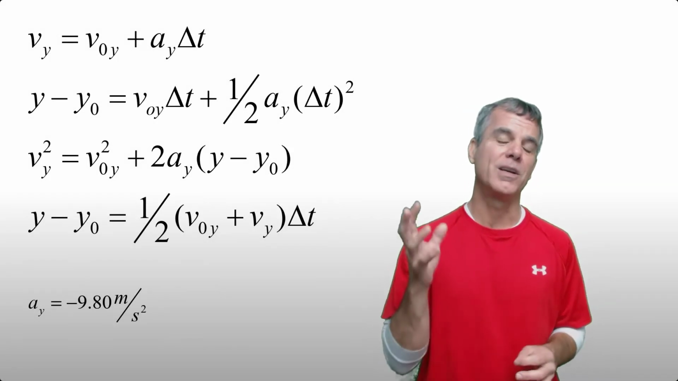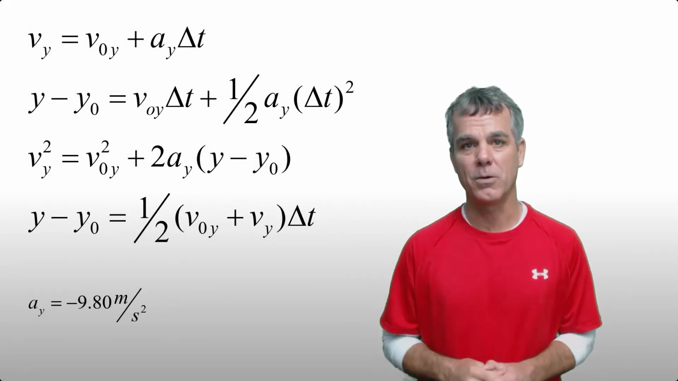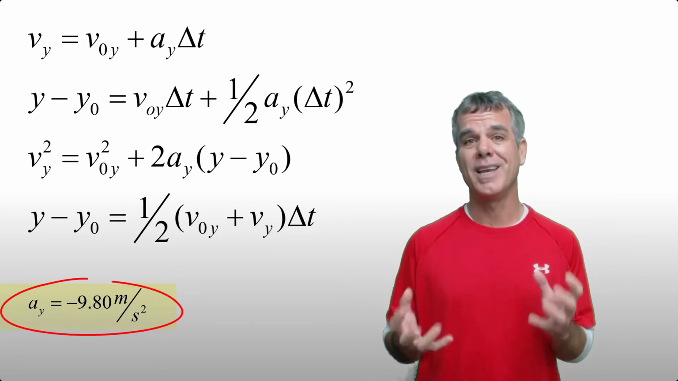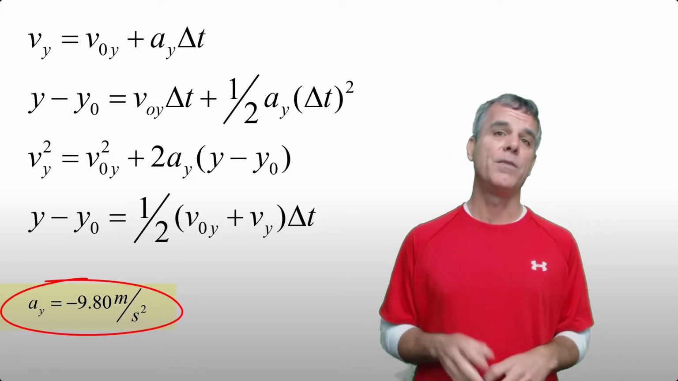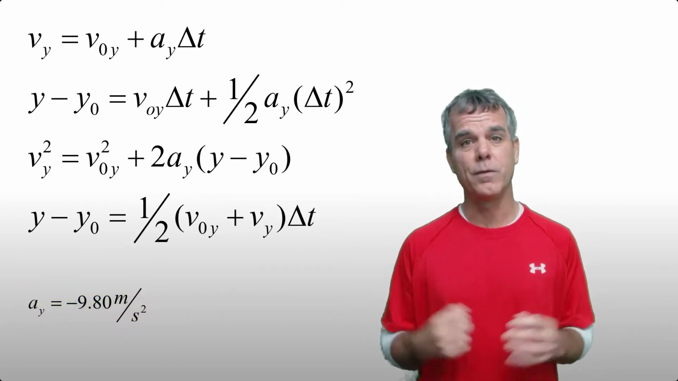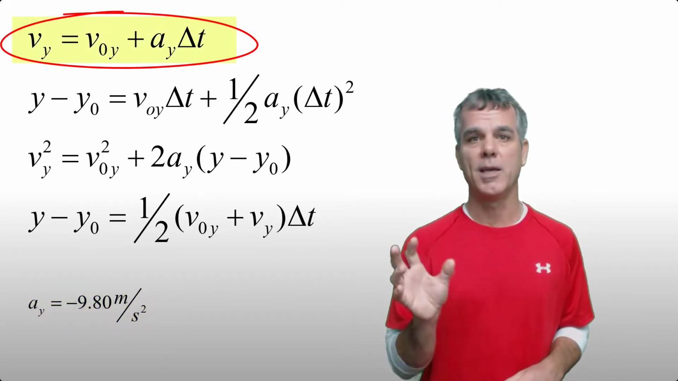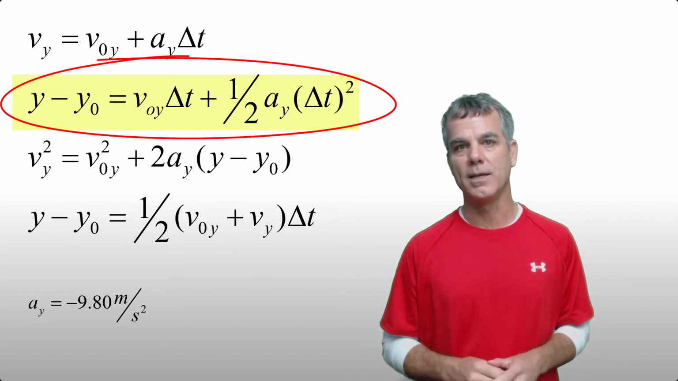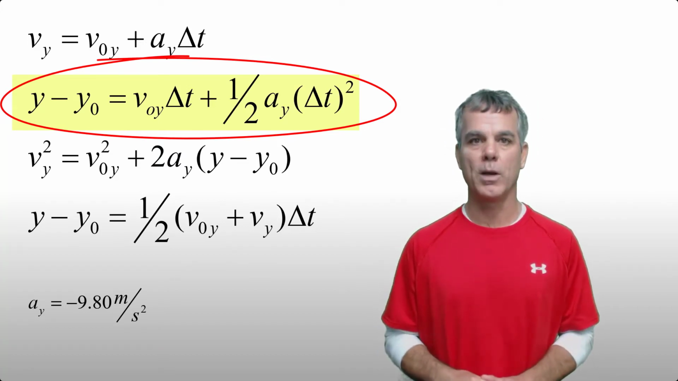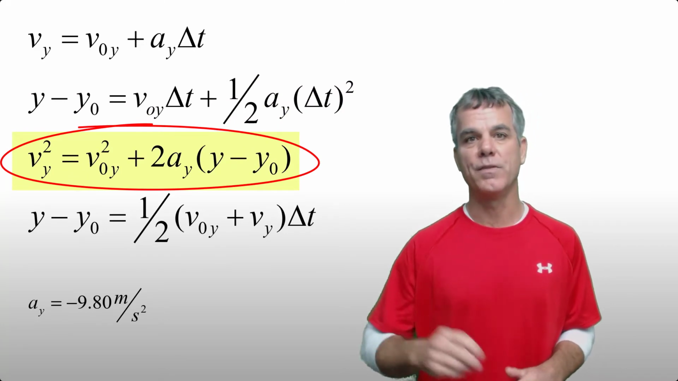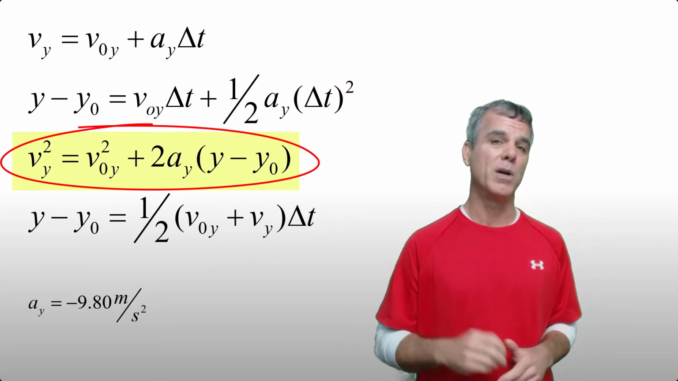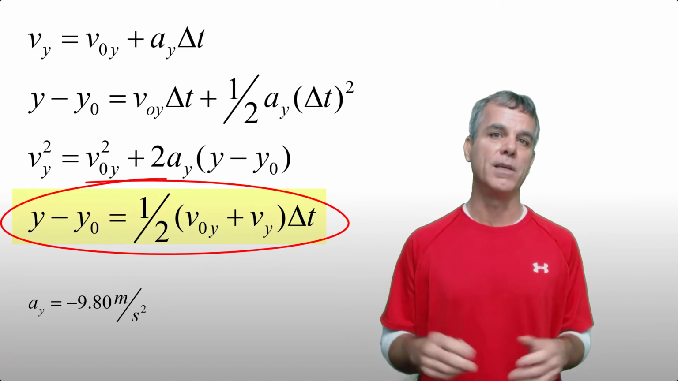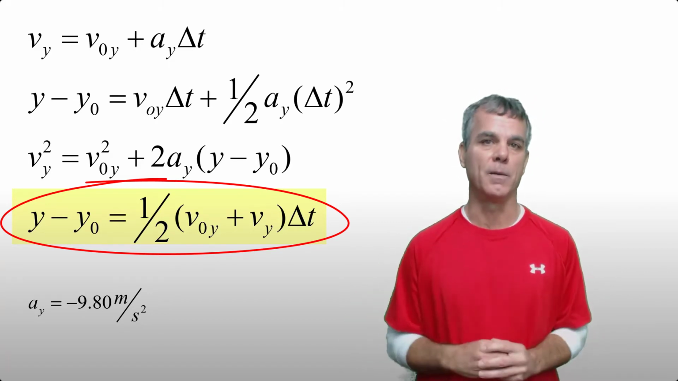The equations of free fall are exactly the same as the equations of constant acceleration in the y direction. The only difference is we know the acceleration is going to be -9.8 meters per second squared, even if you're not told it specifically in the problem. So the 4 equations of free fall are Vy equals V naught y plus Ay times delta t, y minus y naught equals V naught y delta t plus 1/2 Ay delta t squared. We have Vy squared equals V naught y squared plus 2Ay, y minus y naught. And last but not least, y minus y naught equals 1/2 V naught y plus Vy times delta t.